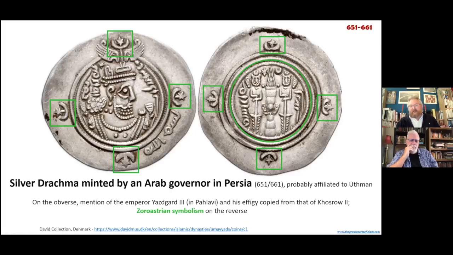This coin cannot be an Islamic coin, but it has been minted by an Arab governor in Persia, of which we can find the name in the Islamic tradition also. And he was supposed to be a Muslim according to the standard Islamic narrative. So here we have hard evidence that Islam did not exist in the 7th century in Persia, as the standard Islamic narrative tells us.